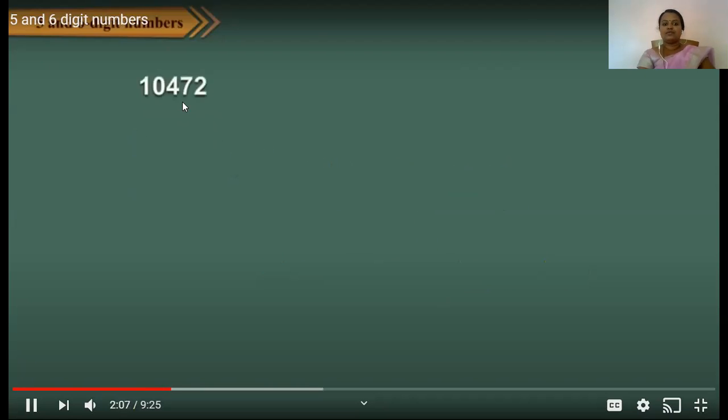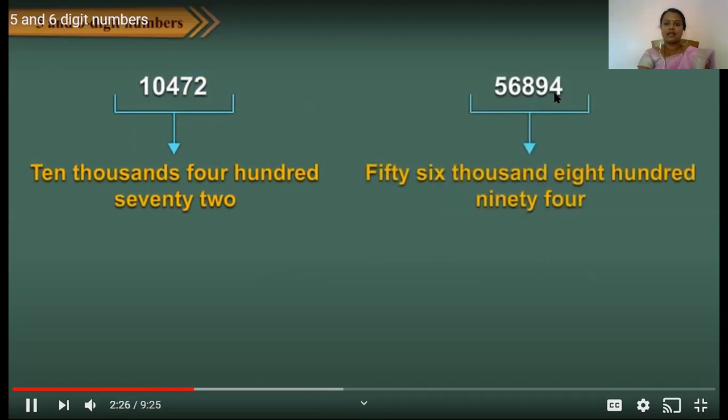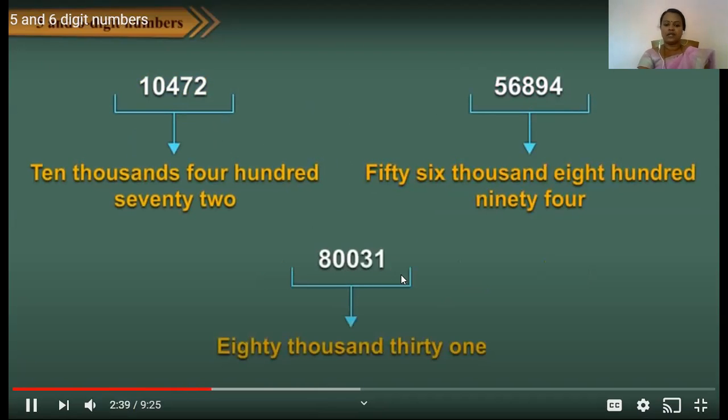If we continue to check with other 5-digit numbers, say 10472, it is read as 10,472. Similarly, the next one, say 56894, is read as 56,894. And 80031 we read as 80,031.